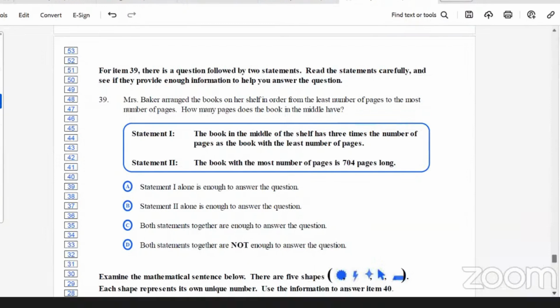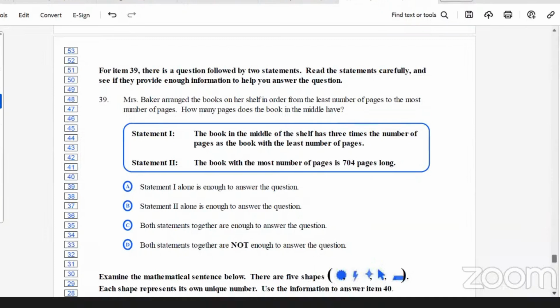The statement 1 says the book in the middle of the shelf has 3 times the number of pages as the book with the least number of pages. And then it says the book with the most number of pages is 704 pages long. No, it didn't tell us that the book at the end, the book with the most pages, was 3.5 times the book in the middle.